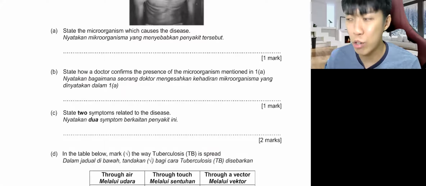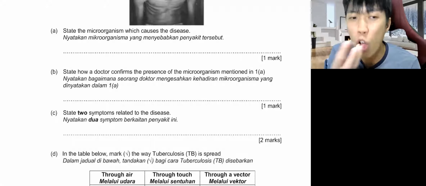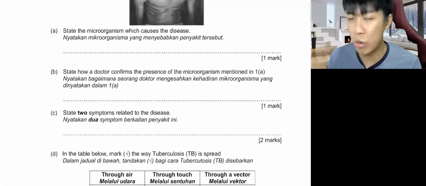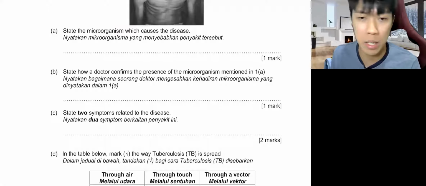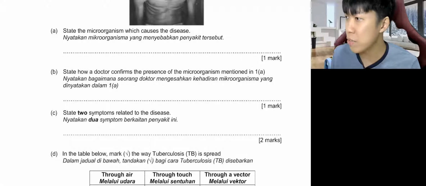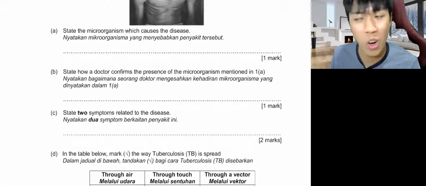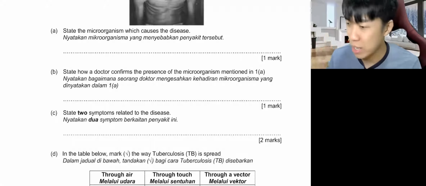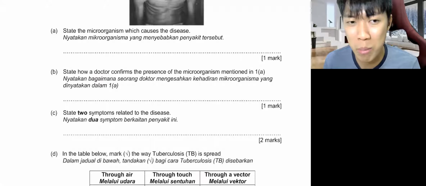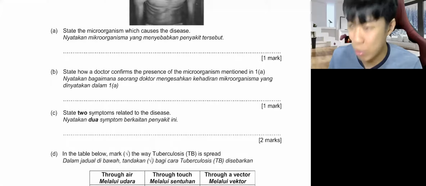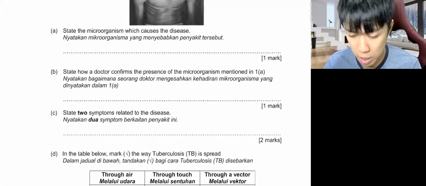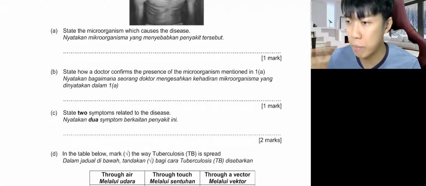Number 2, you cough and your phlegm has blood. So bleeding phlegm, everybody. That's one of the symptoms. What else? You can also write fever. Fever is a very good answer for all diseases. But be careful, if it's a skin problem, you don't simply write fever, that's not related. How to spell phlegm? P-H-L-E-G-M, phlegm. Bleeding phlegm.